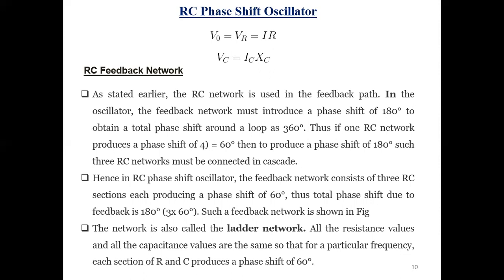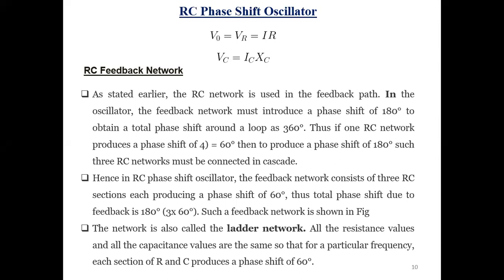Now see the feedback circuit. The RC network is used in the feedback path. In the oscillator, the feedback network must introduce a phase shift of 180 degrees to obtain a total phase shift around the loop of 360 degrees. If one RC network produces 60 degrees, then to produce a phase shift of 180 degrees we need to cascade the RC networks. Hence, in the RC phase shift oscillator, the feedback network consists of 3 RC sections. Each section produces a phase shift of 60 degrees, so the total phase shift due to feedback is 180 degrees.